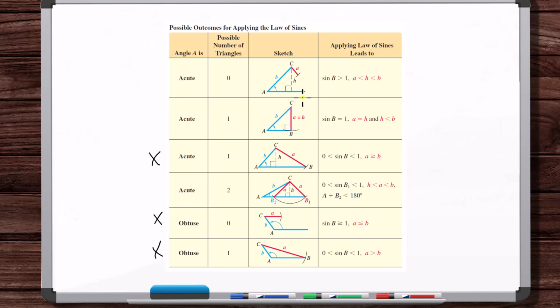Then we did the law of sines and got the sine of that angle over here is equal to something. Well, it wasn't equal to 1. That eliminated that. It wasn't less than 1 and greater than 0. So all we were left with is that it must be greater than 1. It was. So we had this case. There's no triangles possible. Okay?